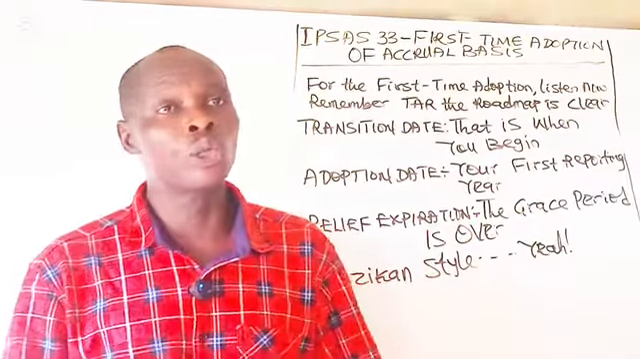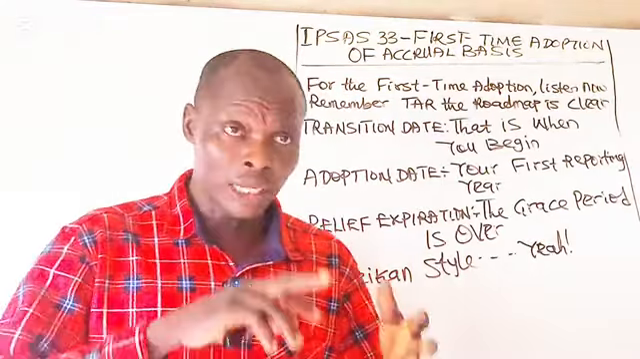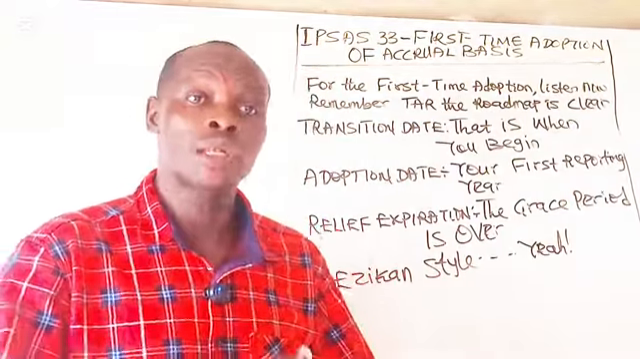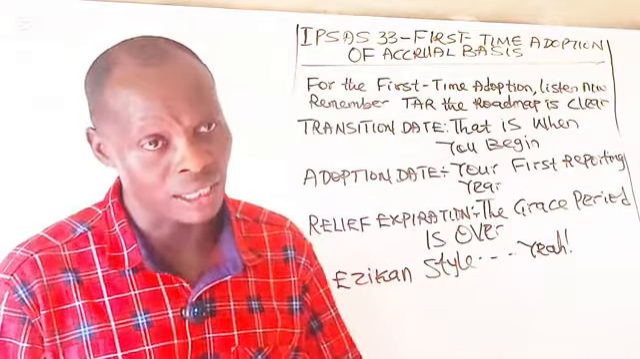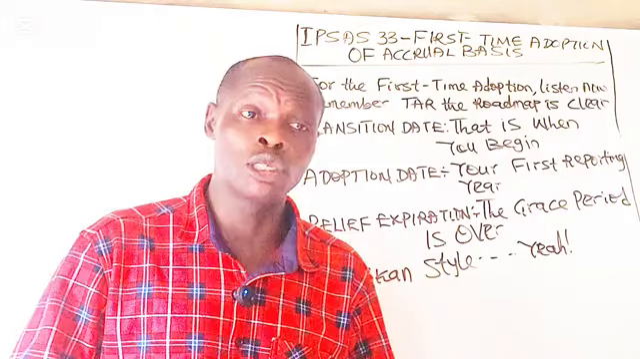To summarize the roadmap, remember TAR. T, transition date, start of the comparative period. A, adoption date, first explicit statement of compliance. R, relief expiration, end of the 3-year exemption window.